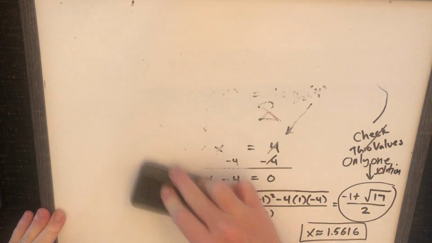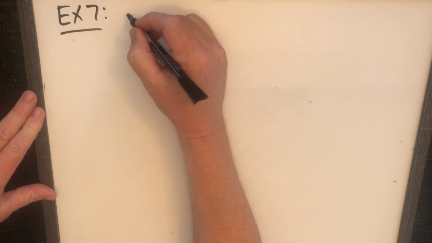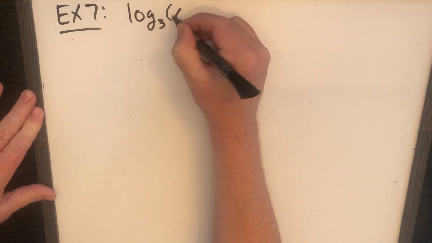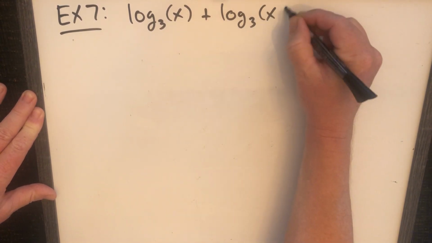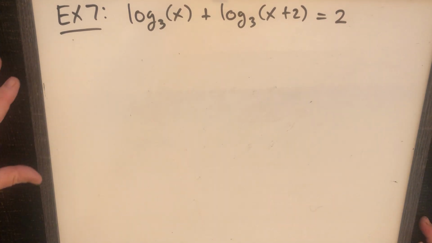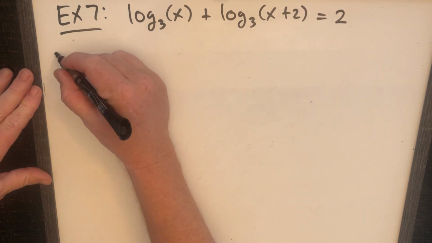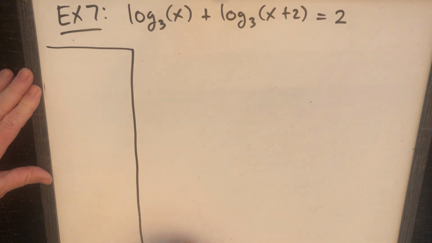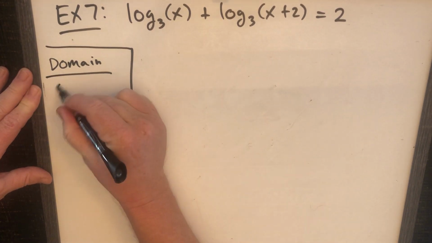Maybe in the next example, we'll do that right from the beginning. Start to lose count. So log base 3 of x plus log base 3 of x plus 2 is equal to 2. All right. Why don't we just do the domain now? We'll do it over here on the side. X must be greater than 0.